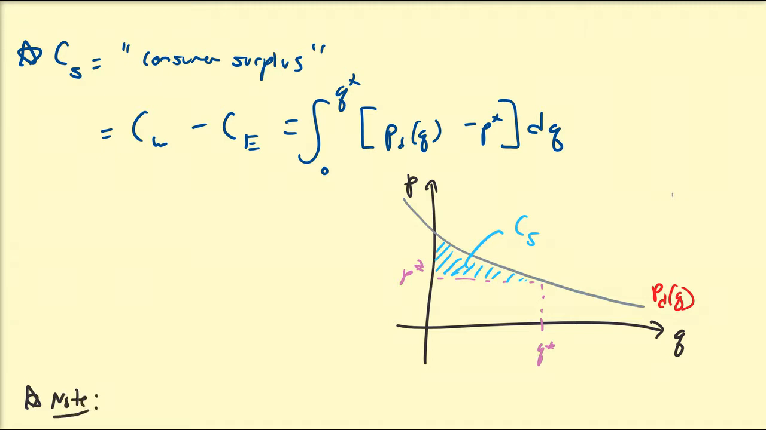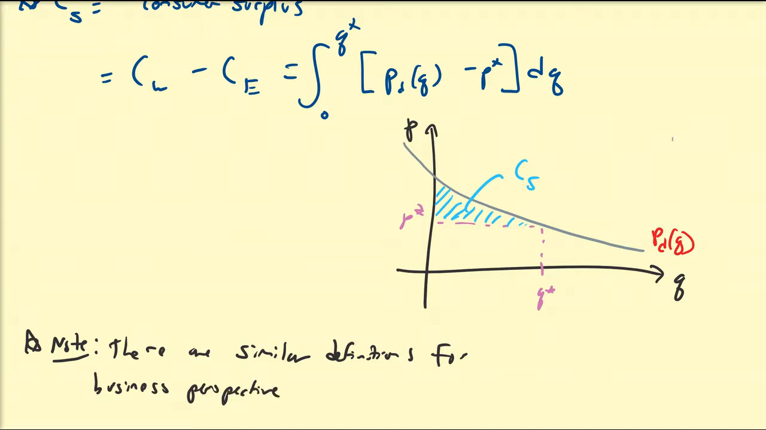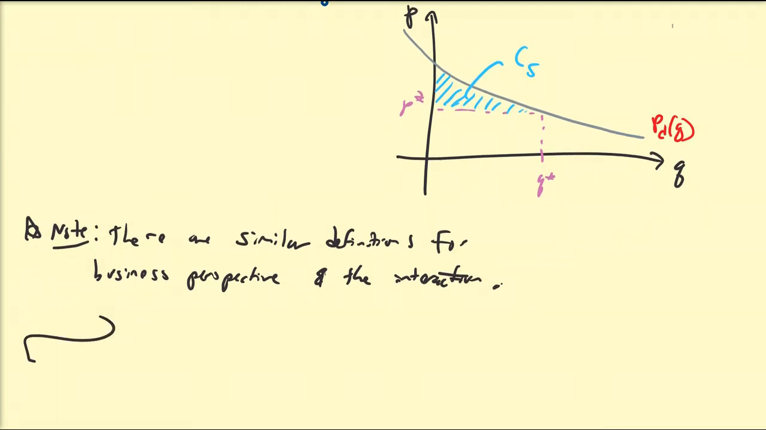Just as a side note, there are similar concepts and definitions for the business side. The business perspective mainly focuses on the supply curve instead of the demand curve and the interaction between business and consumer. So let's look at a numerical example of how to calculate these three quantities, namely the willingness to spend of a consumer, the consumer expenditure, and the consumer surplus.